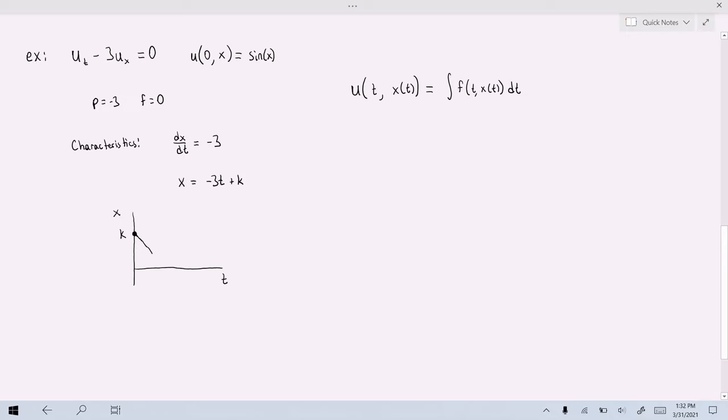All right. So this is the equation of a line in the tx plane. The line would have a slope of -3, and k would represent the x-intercept in this picture. Okay. Here it's maybe worth noting that k is just a constant, so it could be any real number. So hence, we have a family of characteristic curves associated with our PDE. The characteristic curves are all of the lines with a slope of -3 in the tx plane.